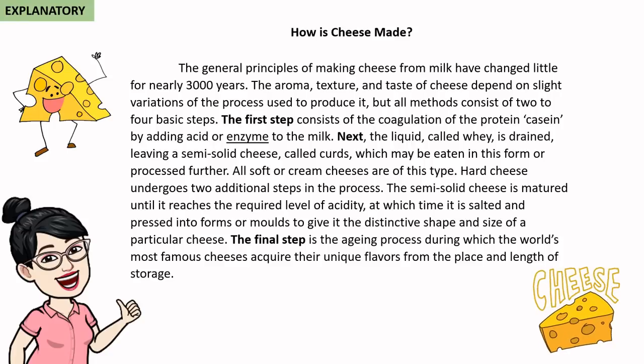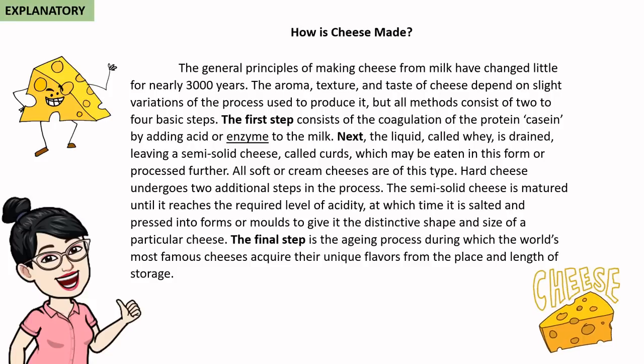The first step consists of the coagulation of the protein casein by adding acid or enzyme to the milk. Next, the liquid called whey is drained, leaving a semi-solid cheese called curds, which may be eaten in this form or processed further.